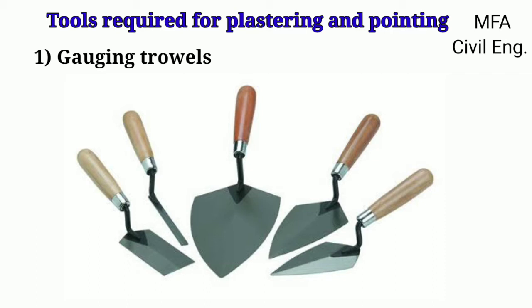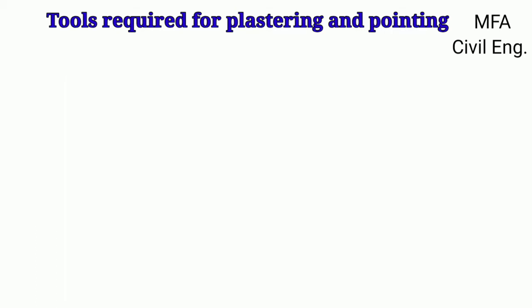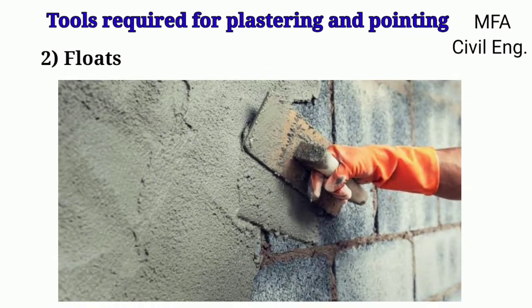The mortar is forcefully applied on the surface by this trowel. For rough coat plaster, the mortar is dashed against the wall surface by this trowel. Floats are used to spread the mortar uniformly on the wall surface for the plastering work.